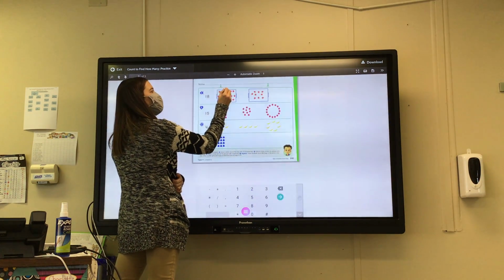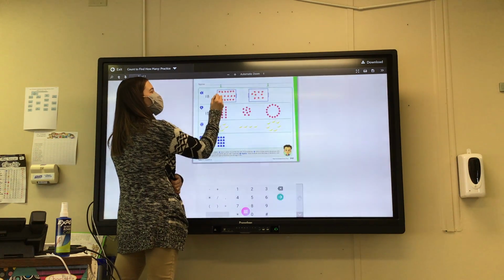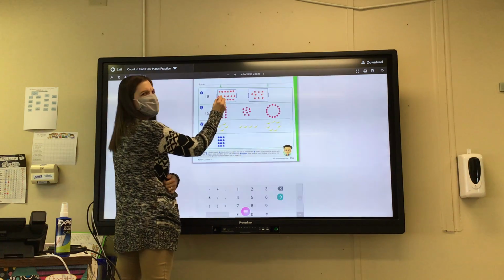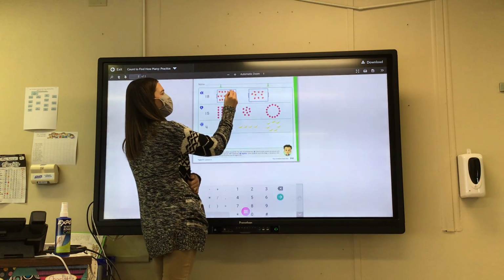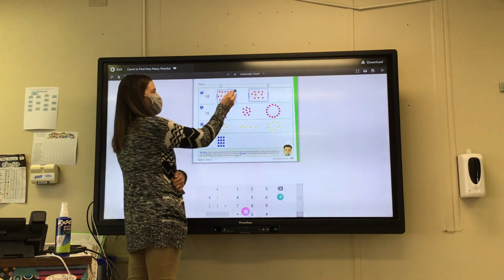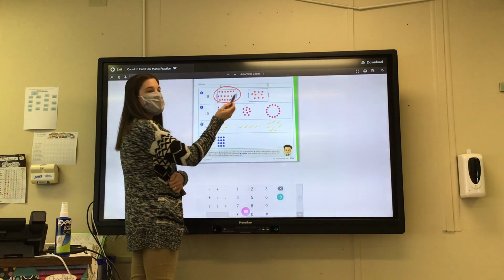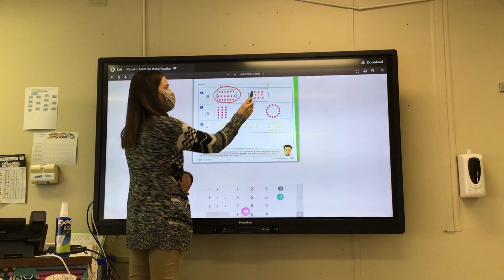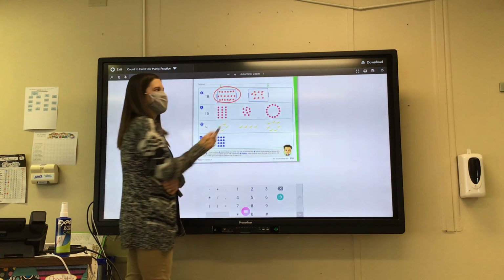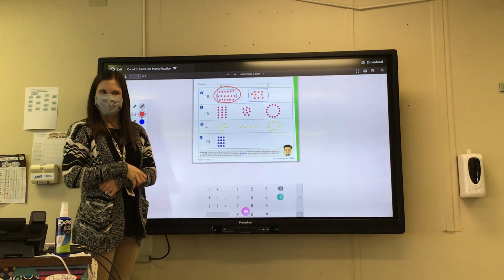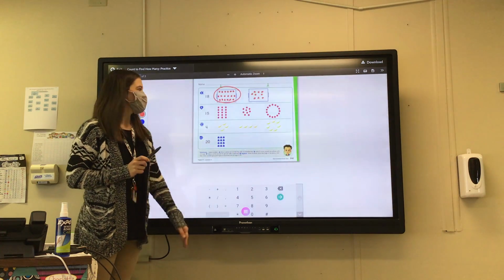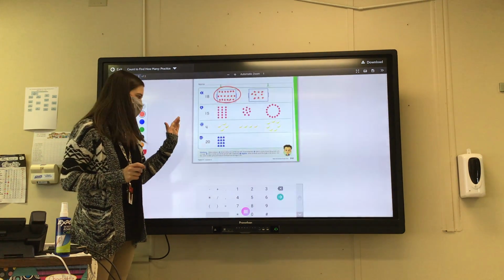1, 2, 3, 4, 5, 6, 7, 8, 9, 10, 11, 12, 13, 14, 15, 16, 17, 18. We said 18 strawberries, so we know this is 18. You can count the other tray just to make sure. 1, 2, 3, 4, 5, 6, 7, 8, 9. That'll help check your answer. You count both trays.